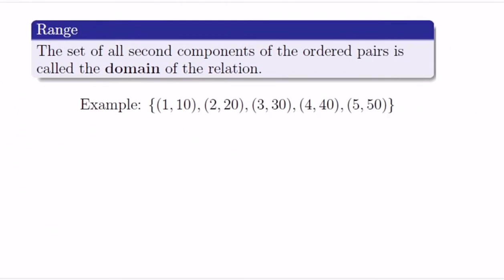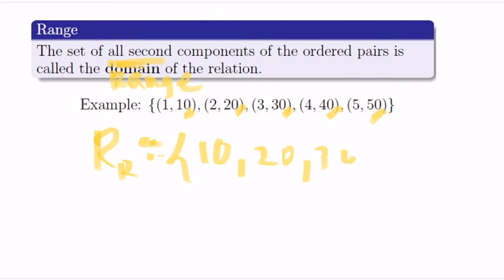Now next, what is a range? The range is a set of all second components of the ordered pairs. Oh, so this is a typo. So this is the range, not the domain. Okay. Now let's consider the previous example. What are the second components? We have 10, 20, 30, 40, and 50. So the range of the given relation contains 10, 20, 30, 40, and 50. Okay, so that is the range. So the domain is your first component, the range is a set of your second components.